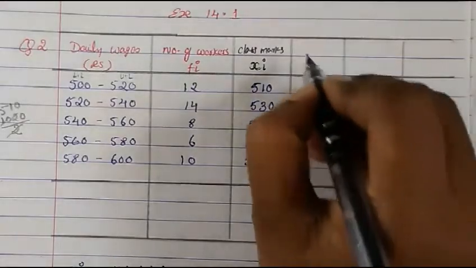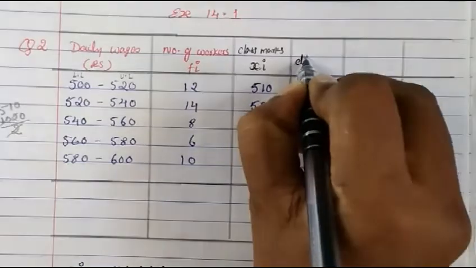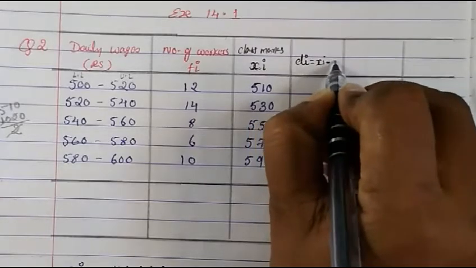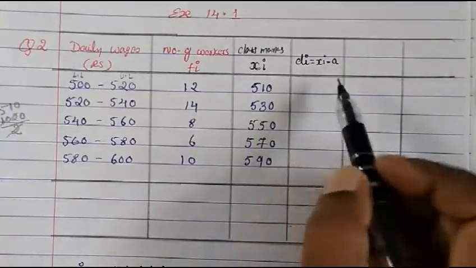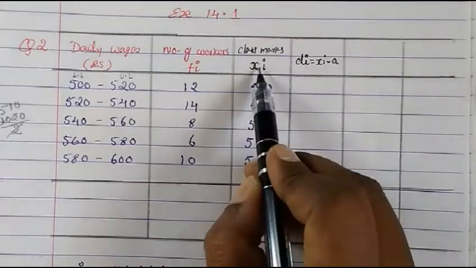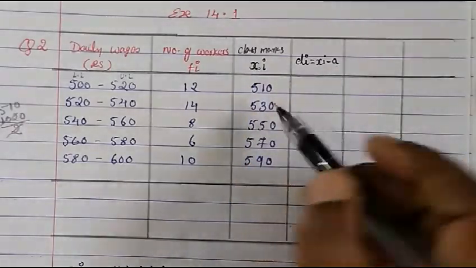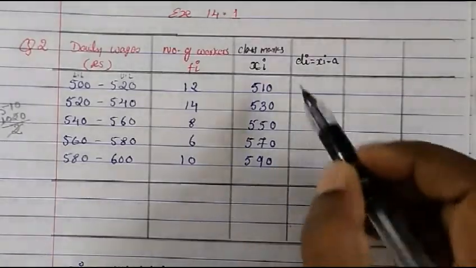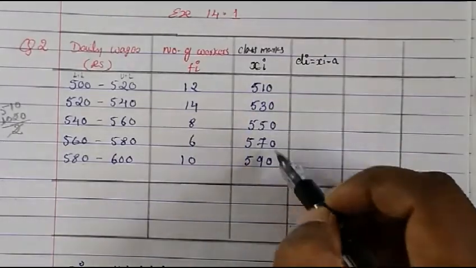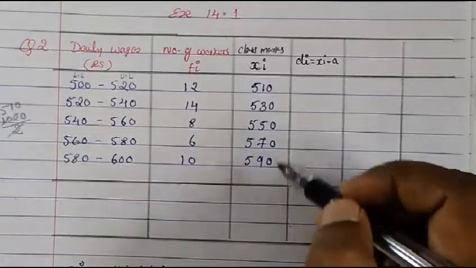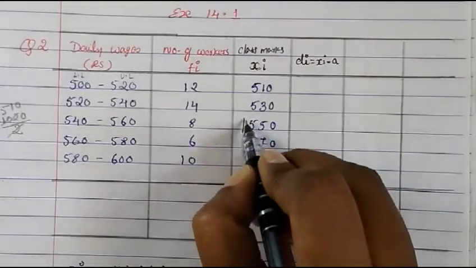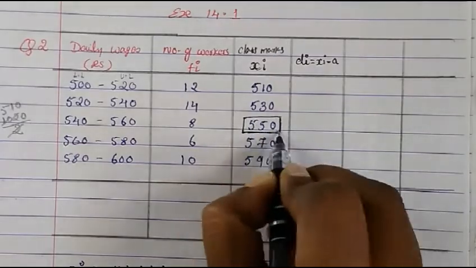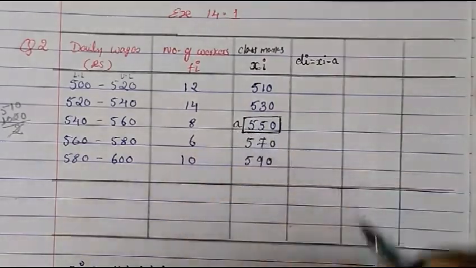Next we have to find di. How do we find it? di is xi minus a. What is a? This is our xi, but a we have to assume. Exactly the center value we have to take: 1, 2, 3, 4, 5. There are 5 numbers here, so the exact center will come, and this is our a.